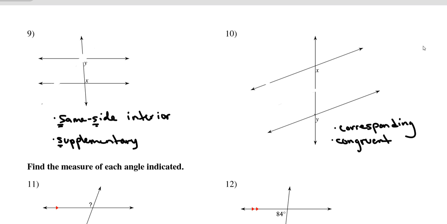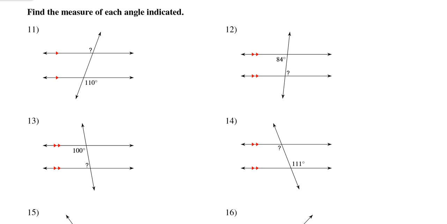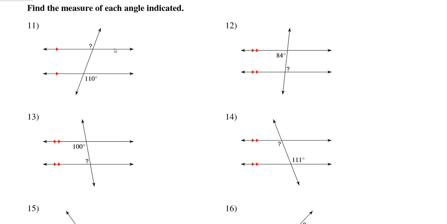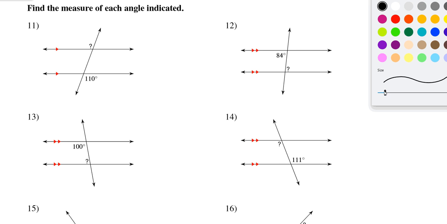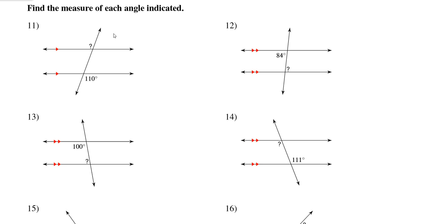All right, on the next problem here, I've got the directions. Find the measure of each angle indicated. On this one, we're going to apply the knowledge we just used on the previous questions to help us find the angle measure. So these are alternate exterior. Because they're alternate exterior, I know that they are congruent. So this one should also be 110 degrees.